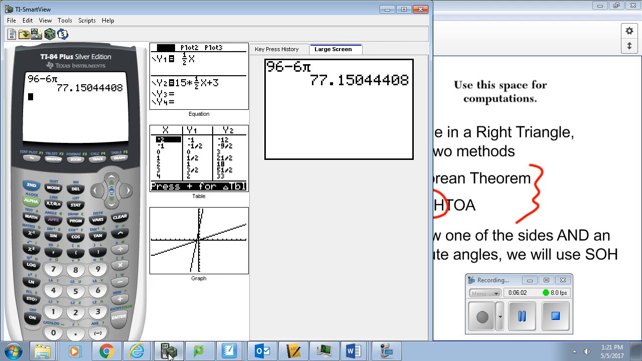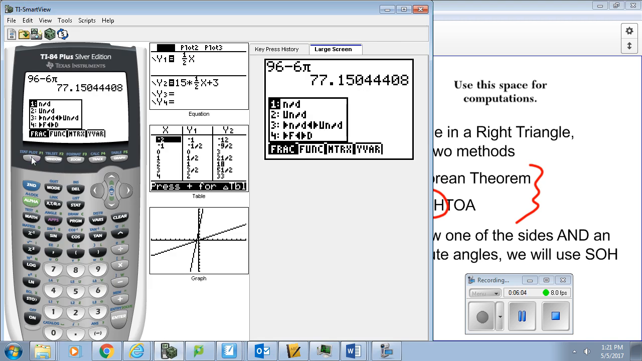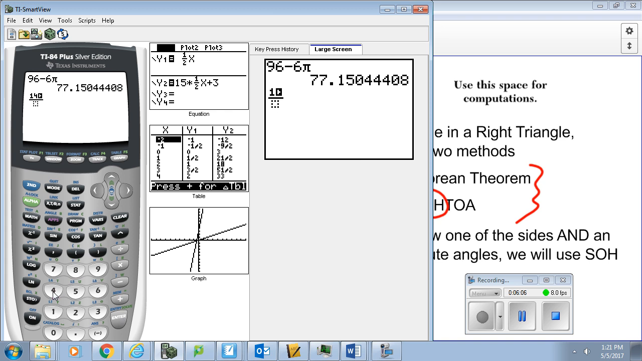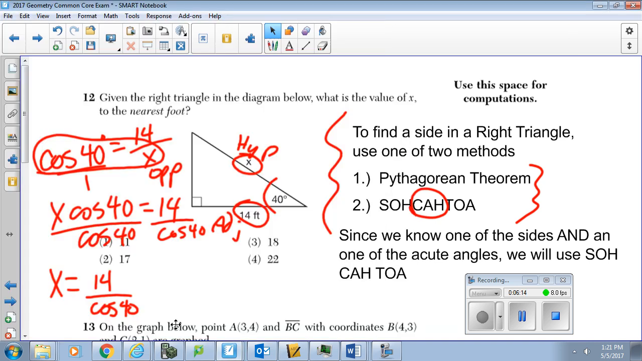So to do a fraction, I do alpha y equals enter. I'm going to do 14 divided by the cosine of 40. And we have 18.2. Let's go back to the answer. And to the nearest foot would be 18.